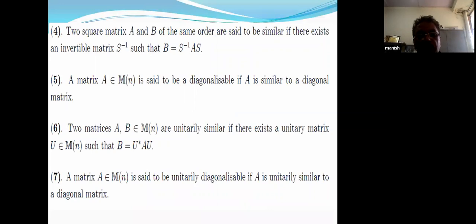Also, we are going to use diagonalizable matrices. We start with the definition of similar matrices. Two square matrices A and B of the same size, that is, they have the same order, are similar if there exists an invertible matrix S such that B is equal to S inverse AS. Also, a matrix is said to be diagonalizable if A is similar to a diagonal matrix. This means there exists an invertible matrix S such that S inverse AS is a diagonal matrix. And then it is clear that all the diagonal entries are the eigenvalues of the matrix.